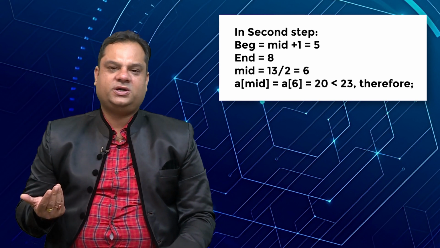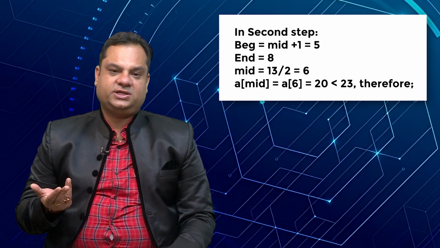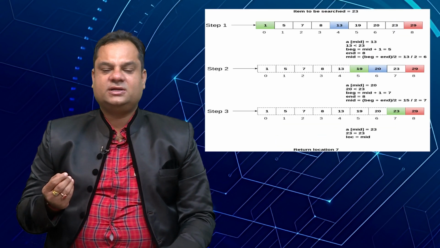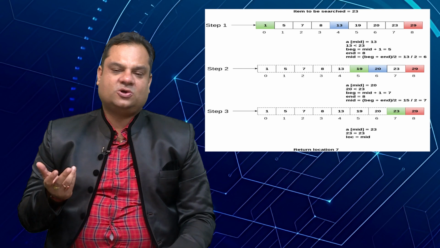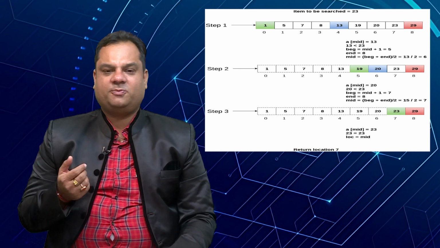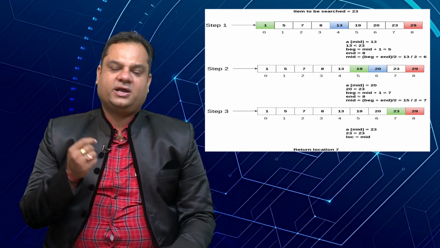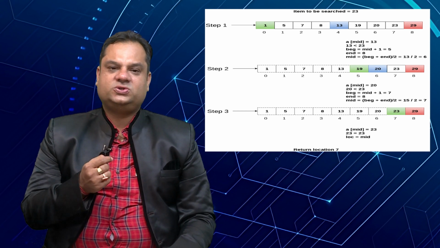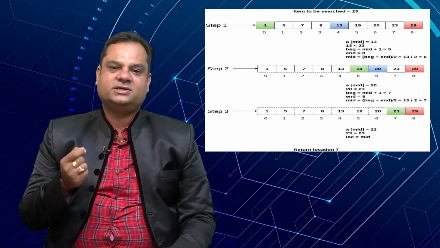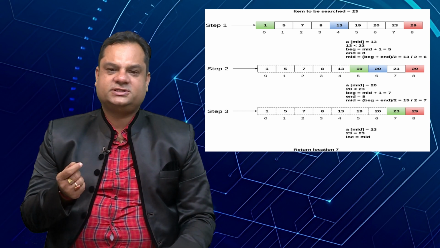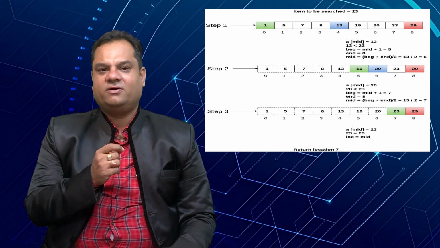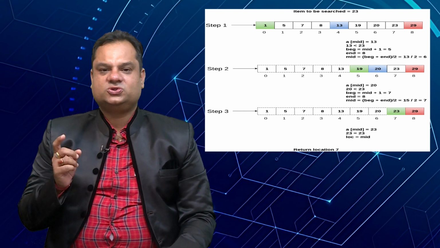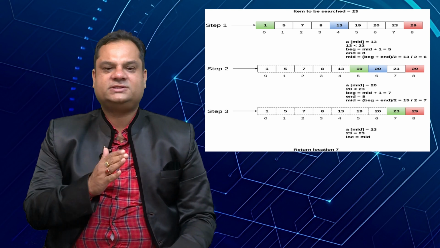When we compare with 20, 20 is less than 23. Therefore we can say 23 is greater than 20. It means the item is not matched, so again we reset the pointer. The beginning pointer jumps from 5 to 7, because the middle position, 6, does not have the item. It means beginning will be updated from 5 to 7. So now the data might be available between 7 and 8.